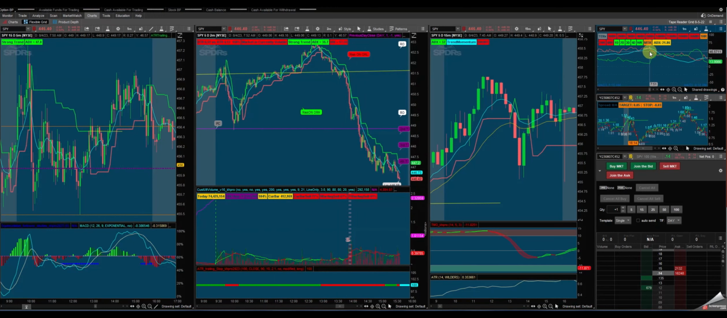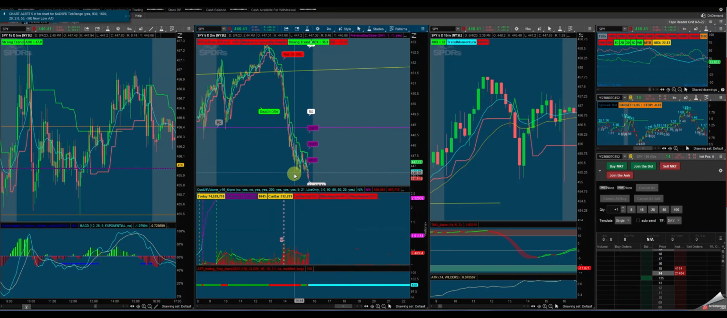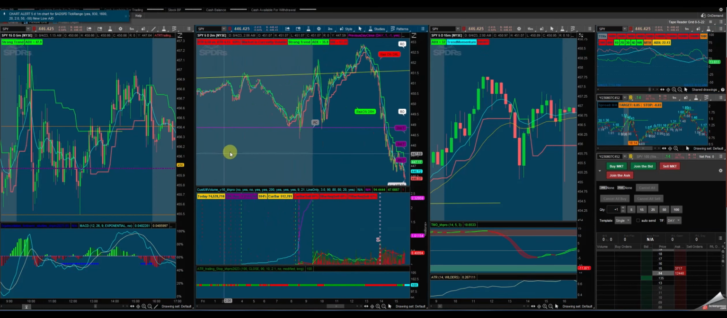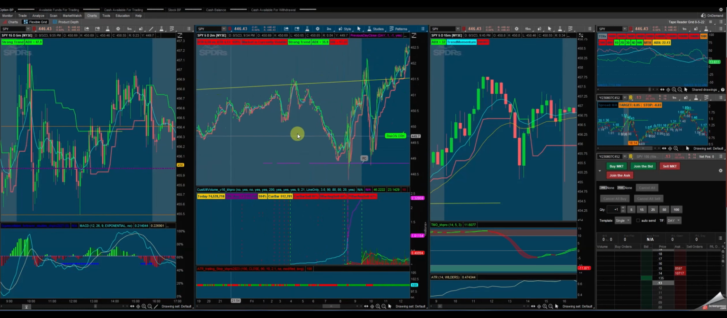Here we go. It kind of popped up pretty big here. It looked like it was in pre-market, but you can see, right where I'm holding my cursor here on the 2 minute, if you look in the top right chart, that's when the ADX line gets real high there.